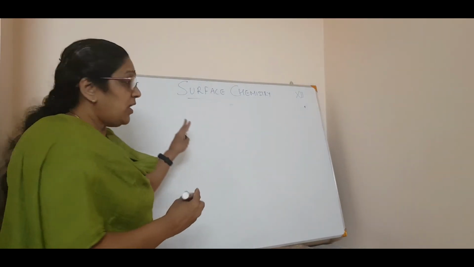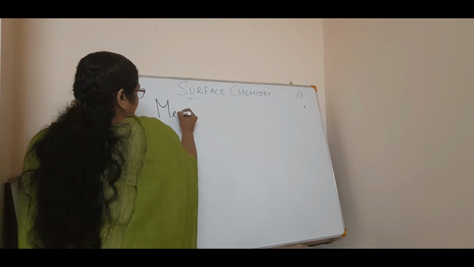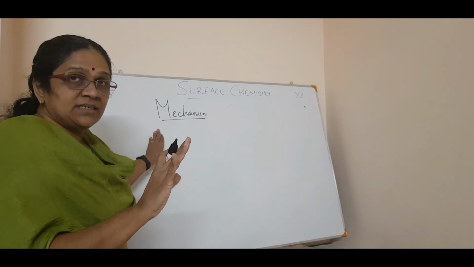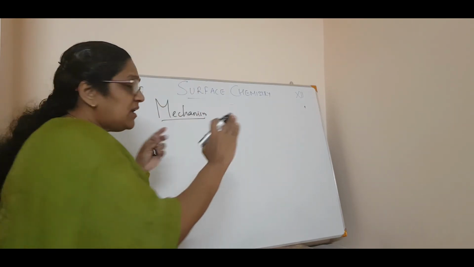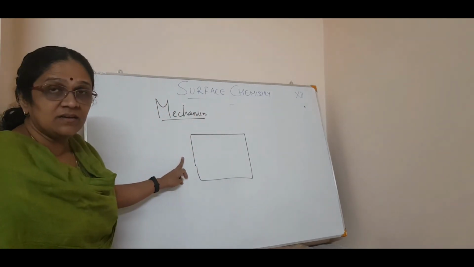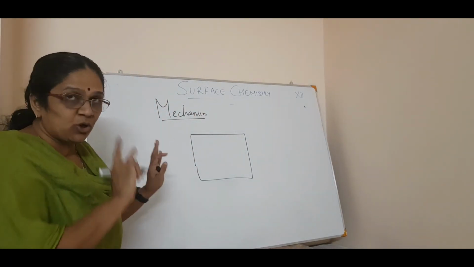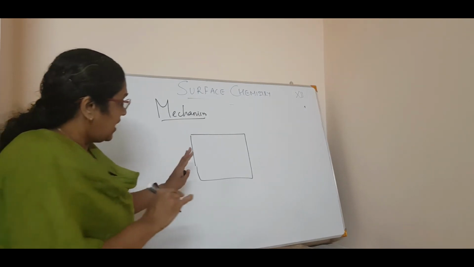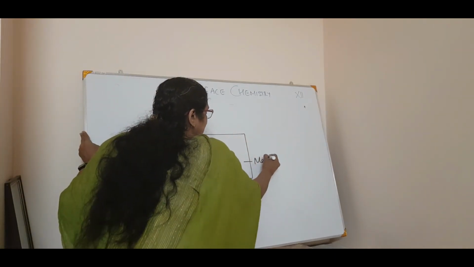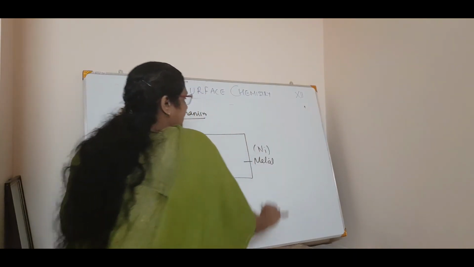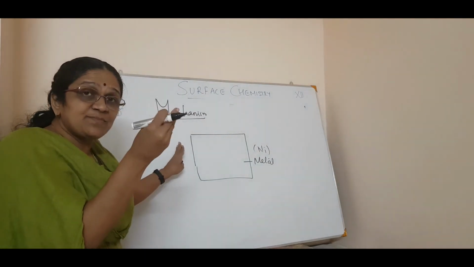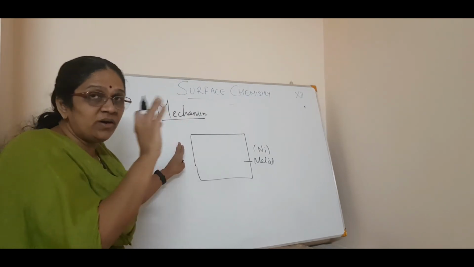Now if I talk about the mechanism, you know what adsorption is? That is adsorption on the surface. Now I only talk about adsorbent and adsorbate. You know the difference, correct? Now if I take an adsorbent, say a solid substance or a metal, for example nickel. Now what happens? Some gas molecules are adsorbed on it.